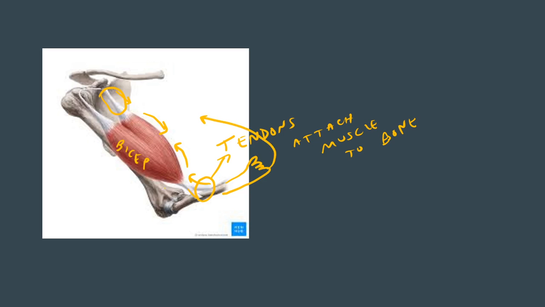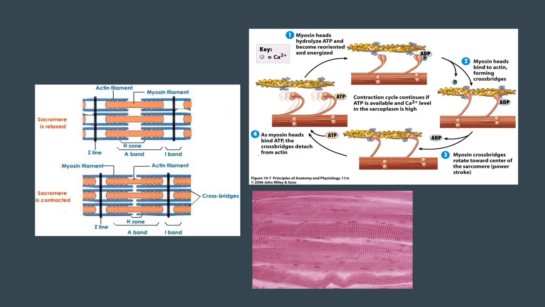If this was the bicep and this here is your elbow joint that can move, if you shorten or contract this bicep, your hand's going to move towards your chin. Again, that's a voluntary movement. You can do that whenever you want.